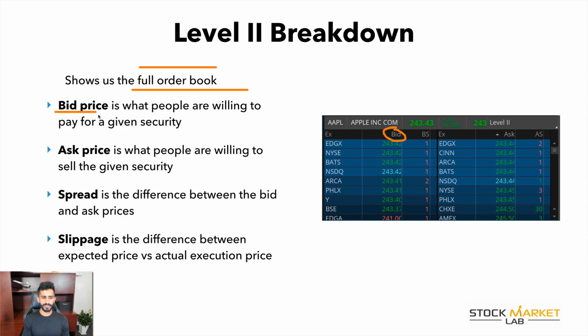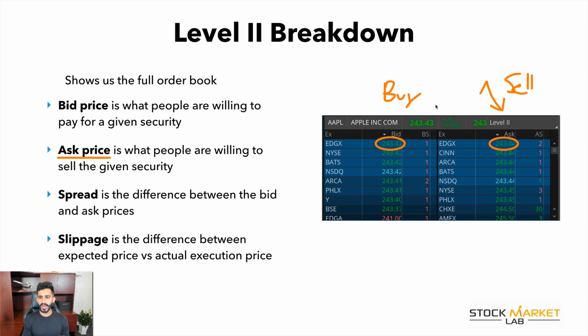The bid price is what people are willing to pay for a given security. For this stock, Apple, right now someone is willing to buy it for $243.42. The ask price is where someone is willing to sell it. Someone owns this stock and they want to sell it for this price. Once again, the bid represents the buyers, which you should be familiar with by now, and the ask represents the sellers. This is where people are looking to buy, and this is where people are looking to sell.